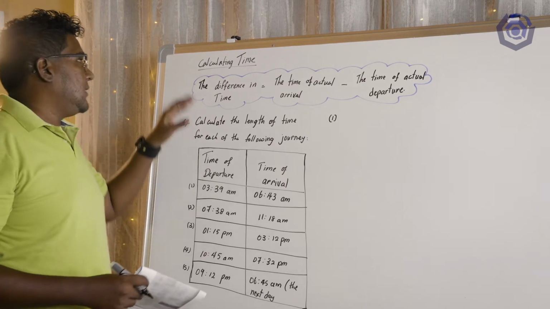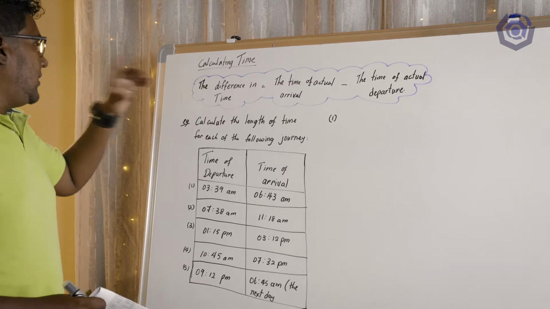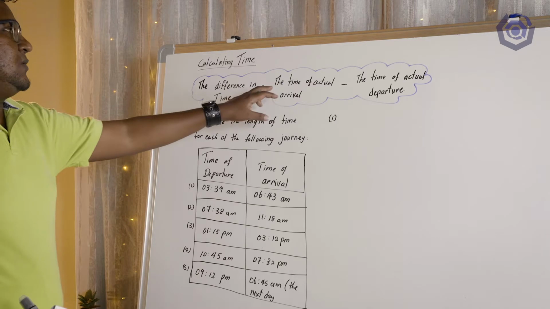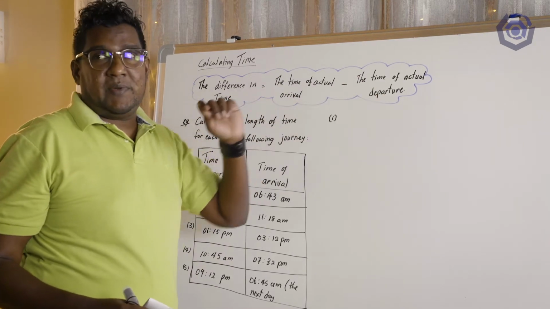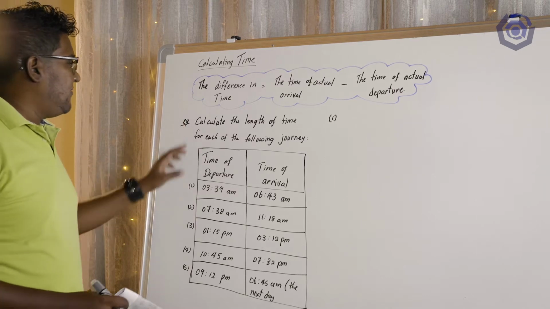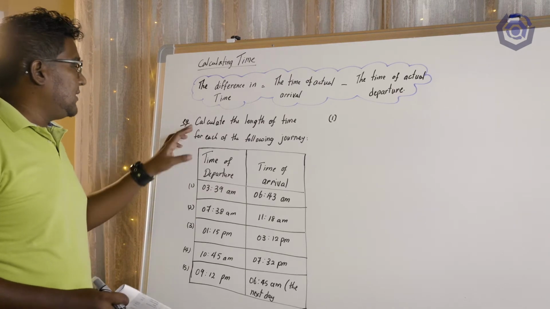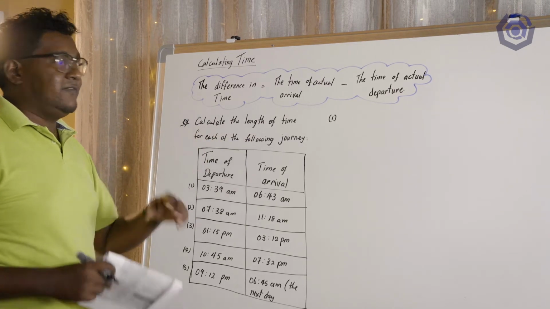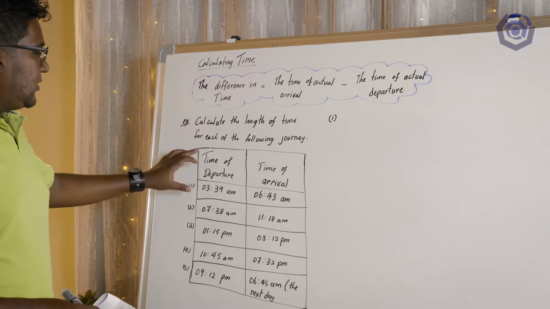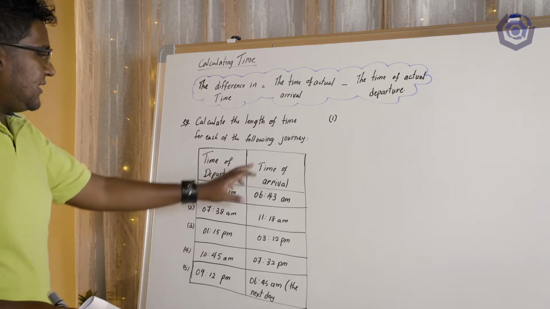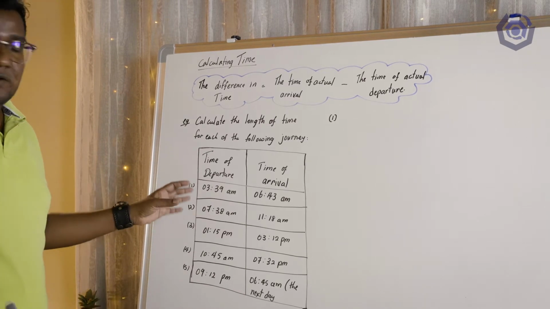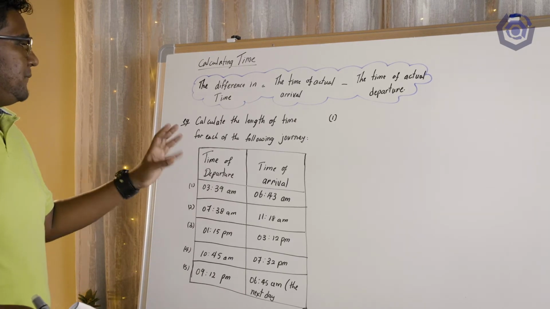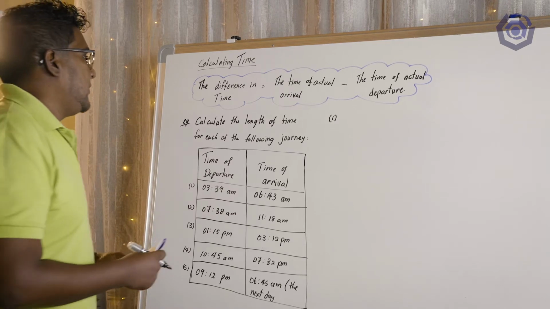We're now going to calculate time. Now the formula is the difference in time is equal to the time of actual arrival minus the time of actual departure. So here you have some examples. Calculate the length of time for each of the following journeys. You have the time of departure given, and then you have the time of arrival given. So let's work these out to find the length of the journey.